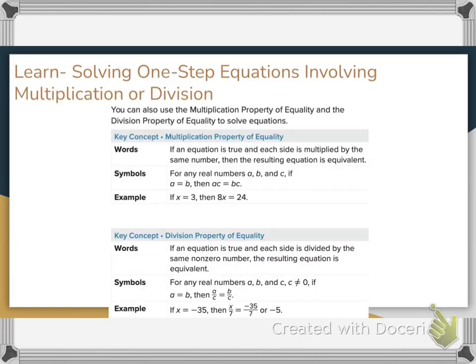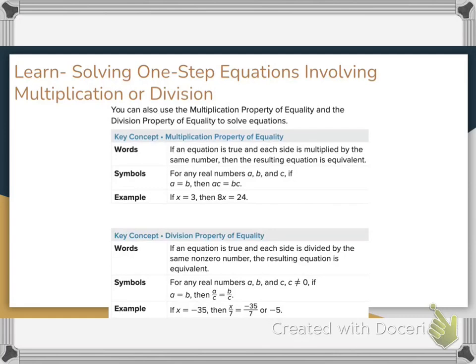All right, moving on. So, we've dealt with addition and subtraction, solving equations, correct? Now we're going to talk about multiplication and division. Same concept. Whatever I do to one side, got to do the other to keep it equivalent. You can also use the multiplication property of equality and the division property of equality to solve equations. So that's all this is saying. If I've got A equals B, if I multiply one side by a number, I've got to multiply the other side by that same number to keep it equivalent. So I multiply left by C, I've got to multiply the right by C as well. Same thing for division. If I have A equals B, and I divide the left by C, I've also got to divide the right by C.